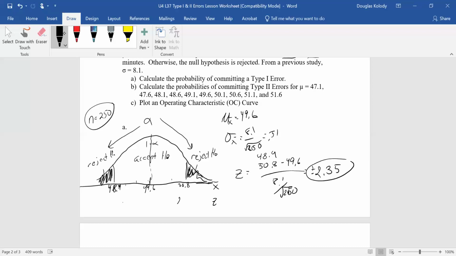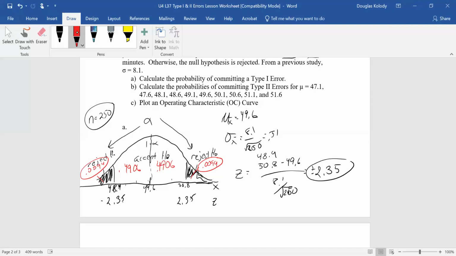So this is positive 2.35. This is negative 2.35. I'll use a different color pen. That produces an area of 0.4906 on my z-table. And 0.4906 I subtract from 0.5 and I get 0.0094. I'm going to circle that. And I'm going to get 0.0094 over here. I'm going to circle that.